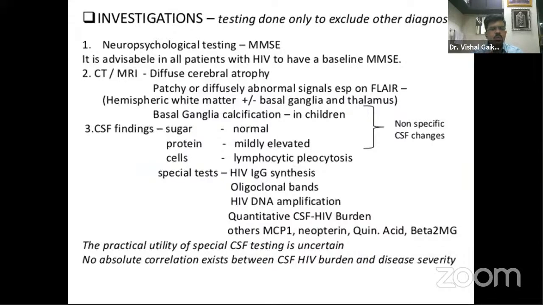The second thing, MRI, but MRI won't be diagnostic or conclusive because it will just show presence of diffuse cerebral atrophy. And along with that, there could be patchy and other diffusely abnormal signals, mainly on FLAIR image, T2 FLAIR image, in white matter, in basal ganglia and in thalamus. CSF sugar will be normal, protein may be mildly elevated but won't be more than 100. Cells: lymphocytic pleocytosis less than 25. There are other special tests which are of less practical utility, of which presence of beta 2 microglobulin and neopterin will have some value. Other than that, HIV IgG synthesis, oligoclonal bands, presence of HIV DNA amplification, all these have comparatively less practical utility.